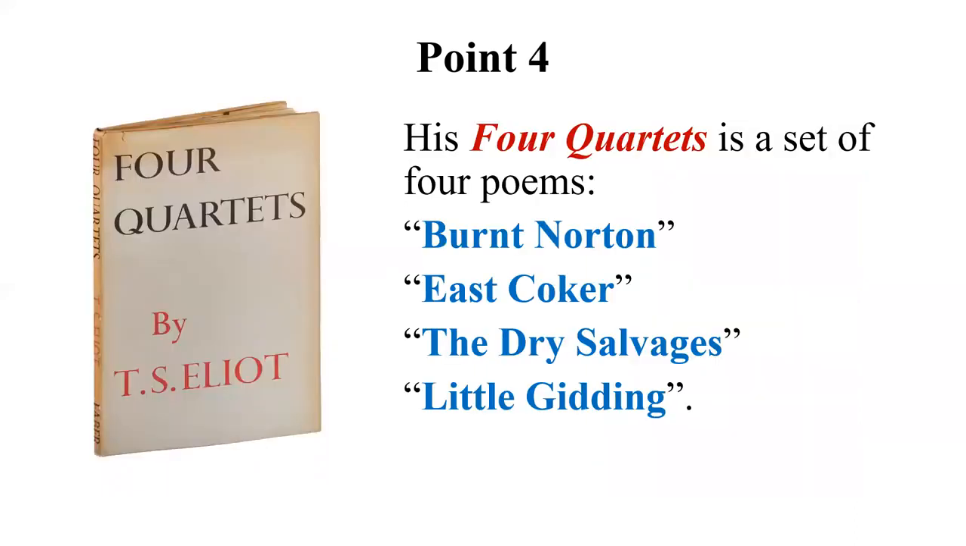Then point number 4. If you look up T.S. Eliot in any solid book, definitely there is a mention of his famous collection, Four Quartets. It is a set of 4 poems, Burnt Norton, East Coker, The Dry Salvages, Little Gidding. Sometimes there were questions regarding this. They simply ask you which of the following is not one of the poems in Four Quartets.